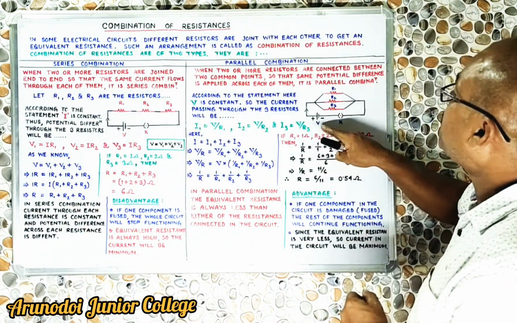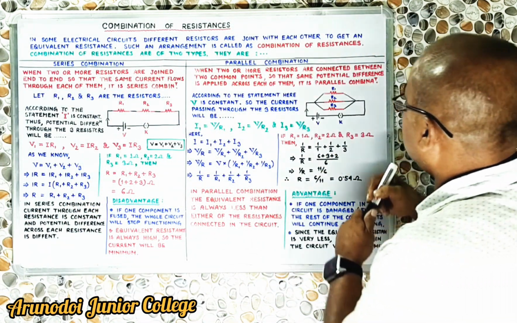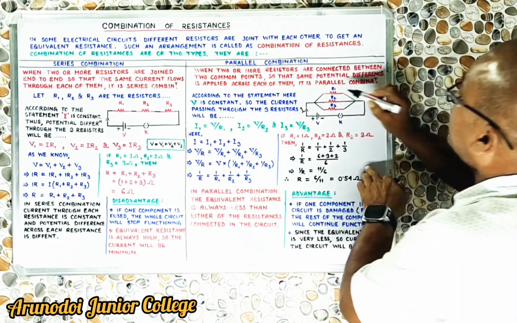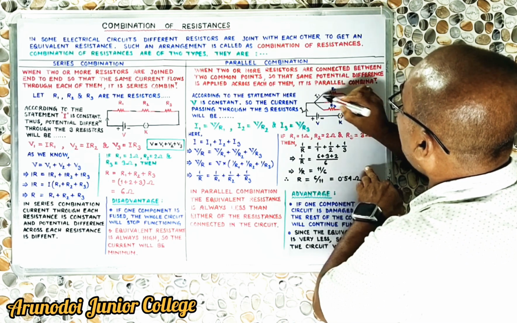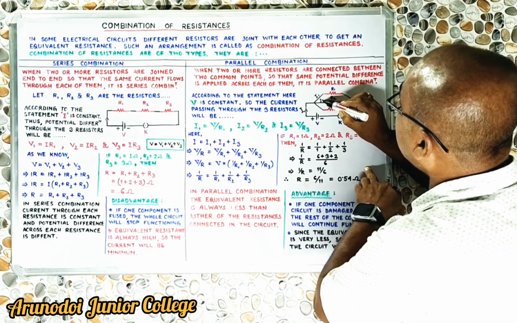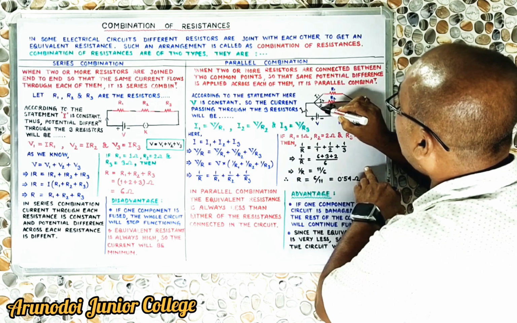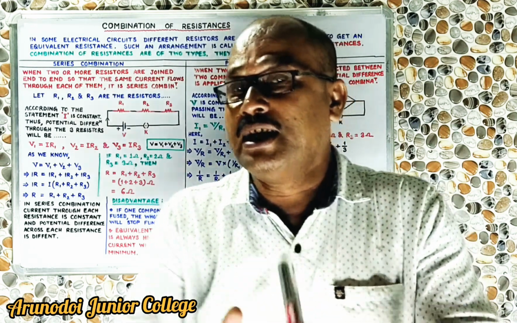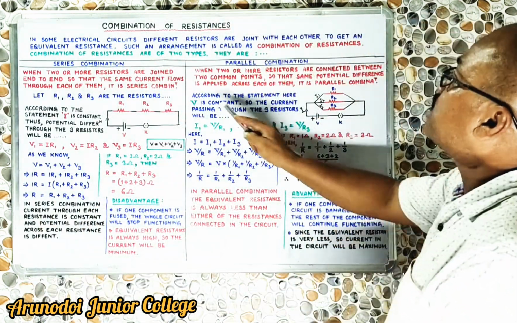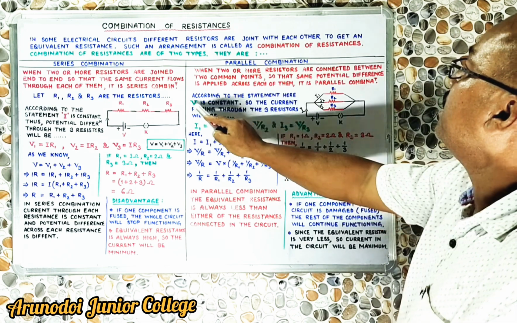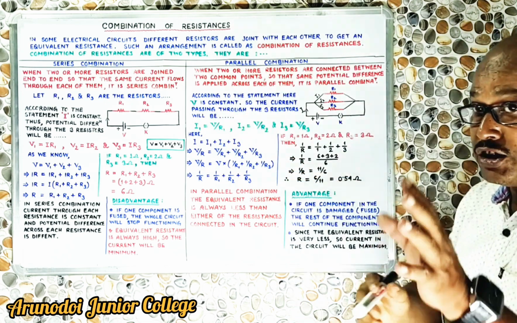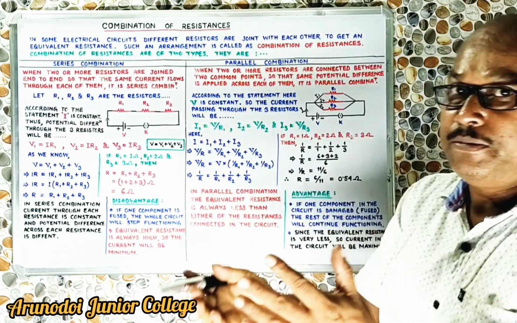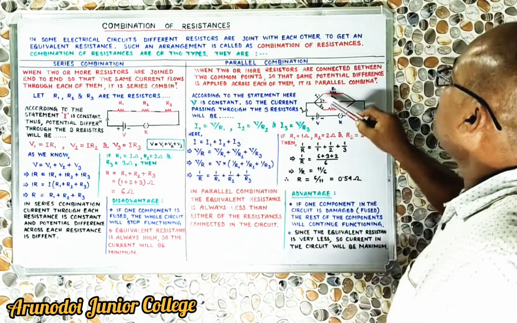That is to say that if the total current in the circuit at that point was I, then through this route the current passing will be I1, through this route I2, and through this route I3. Means you can see that current is not constant, current is changing. According to the statement here in this diagram, V is constant, potential difference is constant. So the current passing through the three resistors will definitely be different.